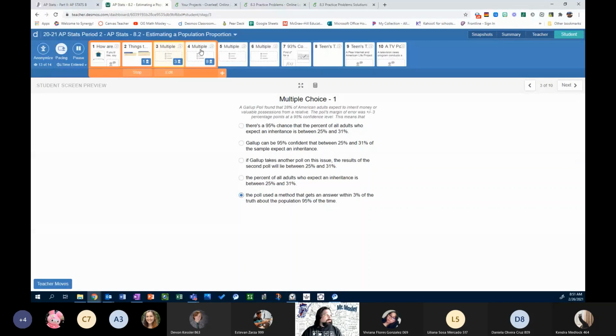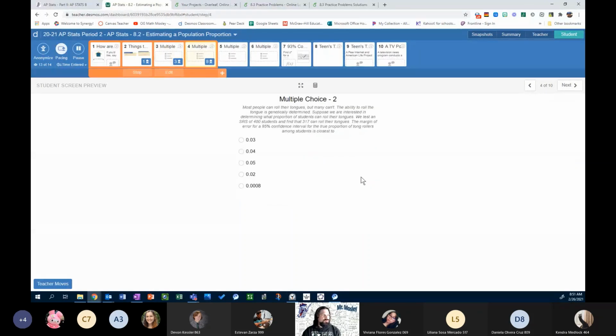All right, so then we're going to move to multiple choice 2, the 4th screen. And again, with the rolling of the tongues, the margin of error for a 95% confidence interval for the true proportion of tongue rollers among the students is closest to 0.04. And to see why this is a solution, we're going to look at the work.